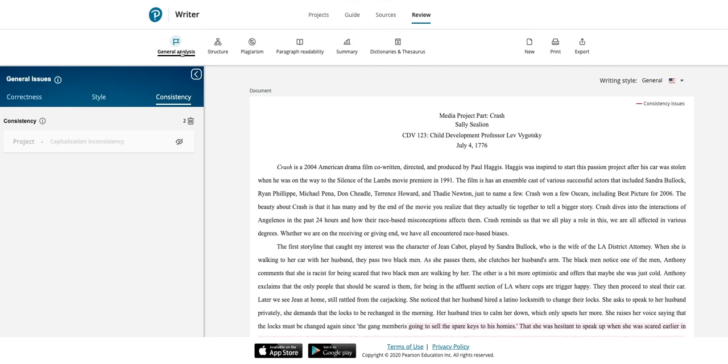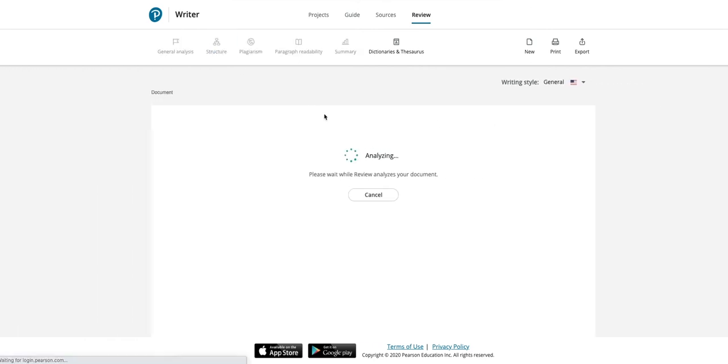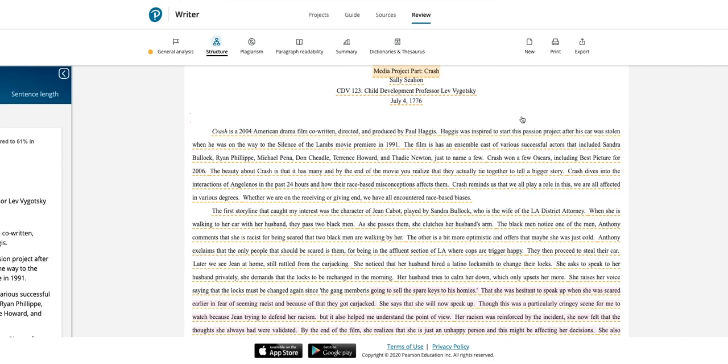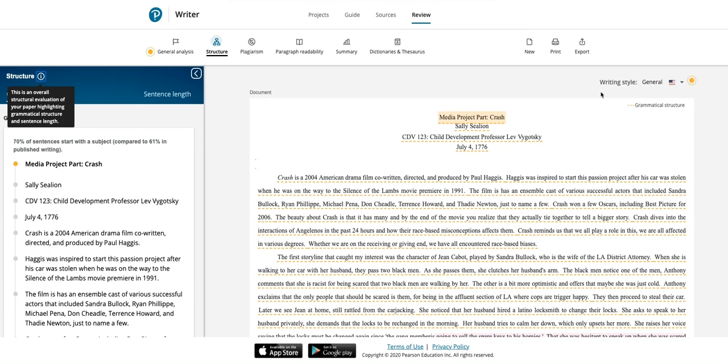All right, so we just did the general analysis. Now let's look at structure. It's analyzing again. Hopefully it won't take too much time. One other thing I should point out, maybe I should have done this first. You'll notice that up here in the preview window, it says writing style and it says general and it's got the American flag for English.